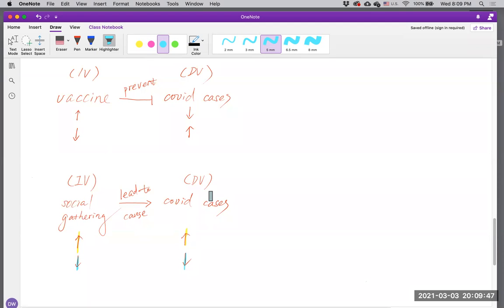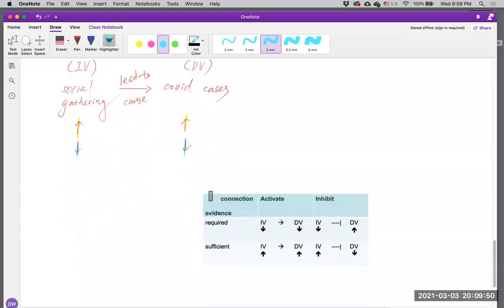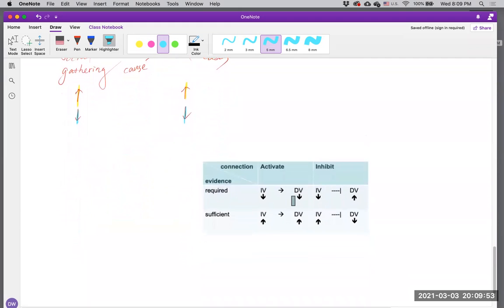Down here, I have a table that summarizes what I just said. This is simply a table that summarizes connection and evidence. So all you have to do during a data analysis question is to first figure out the trend, right? Is the independent variable increasing or decreasing? Is the dependent variable increasing or decreasing? And after figuring that out, all you have to do is to find the cell. For example, if your data belongs to this cell, then this is suggesting an inhibitory connection between the two.